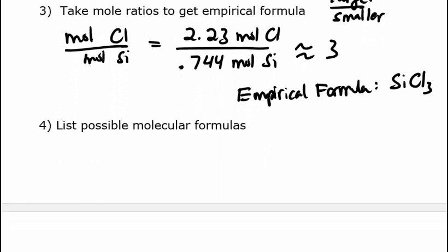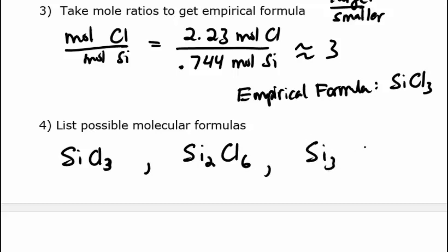From that we can guess a few possible molecular formulas. Now the molecular formula could just be SiCl3, but it's going to be some ratio of 3 to 1 in the silicon. So it could be that, or it could be twice that. Okay, it's 2 silicons and 6 chlorines, or it could be 3 times that, etc. Those are all possible molecular formulas that would have this particular empirical formula, SiCl3.